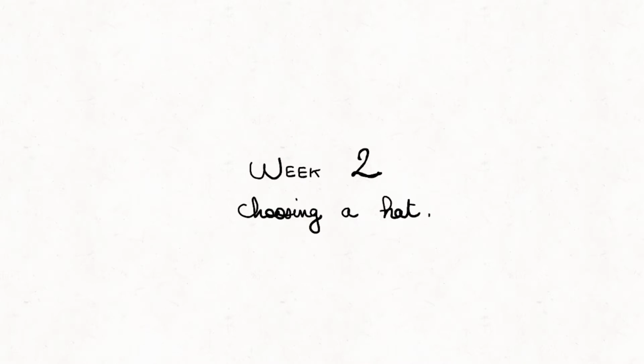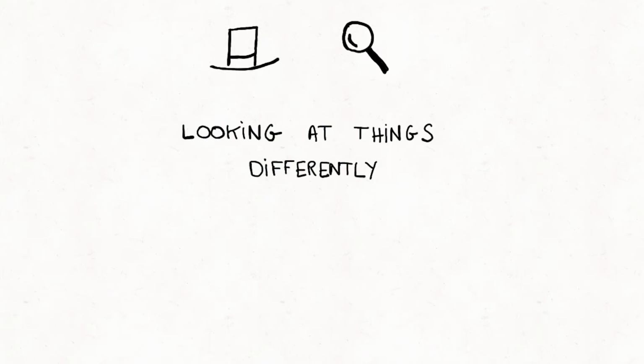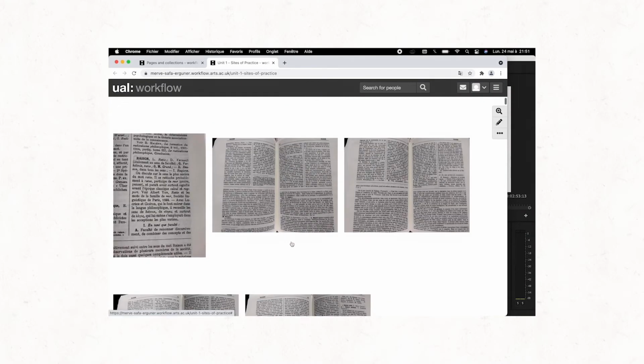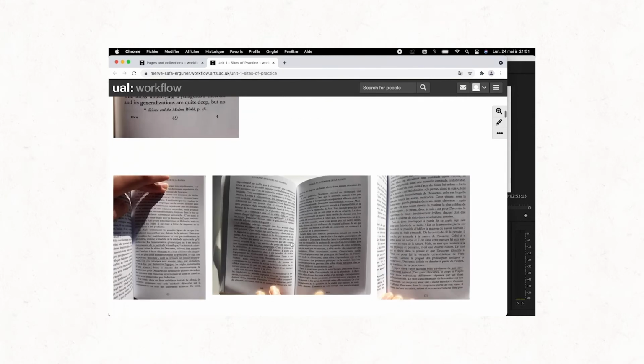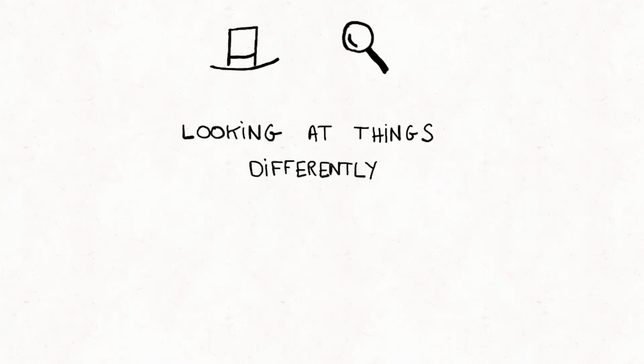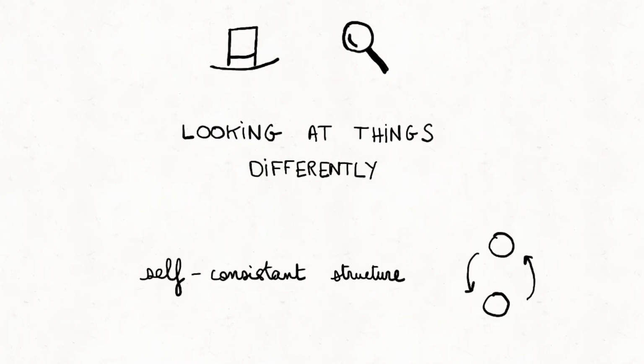Week number 2 was choosing a hat. We were asked to choose a hat to wear in order to investigate our site. This exercise enabled us to look at things from a different angle. My site was the most explored in philosophy, so I chose philosopher as a hat. Human reason was then my tool and my site. It was as exciting as doing math, as math is also a self-consistent structure.